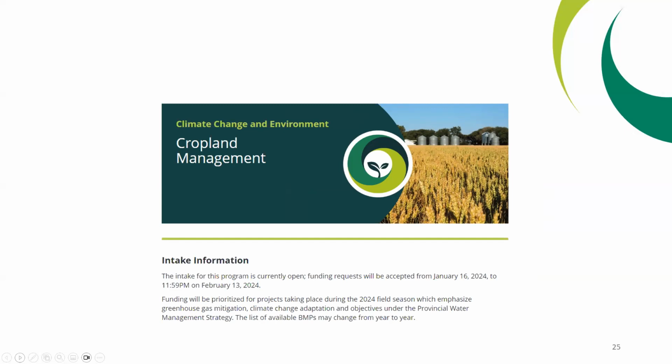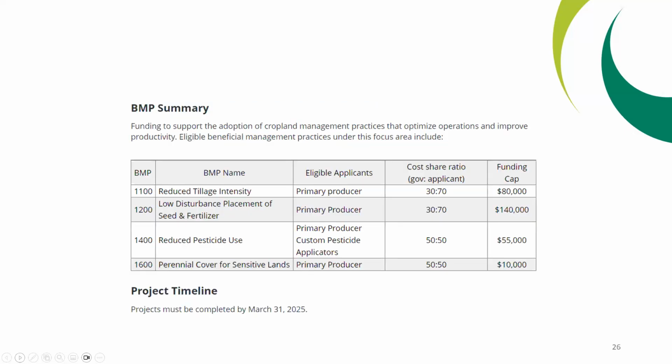And funding February 13th. So under cropland management, here's the BMP summary. There are 4 different BMPs under cropland management. You would need to complete an application worksheet for each and every one that you're applying for. Today we'll just be applying for one, and it's going to be low disturbance placement of seed and fertilizer.